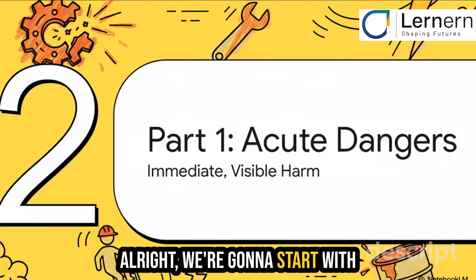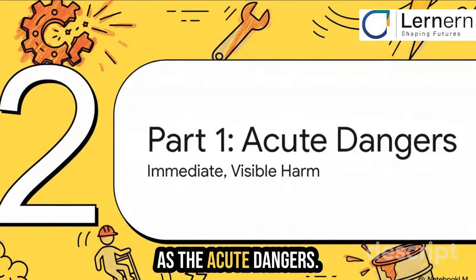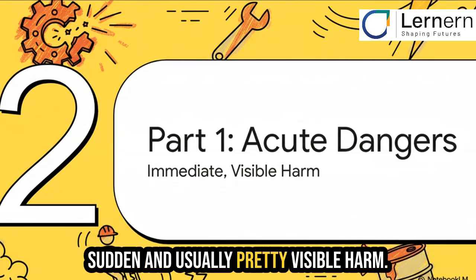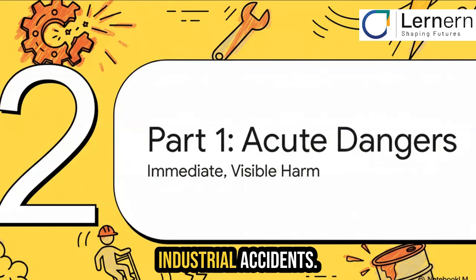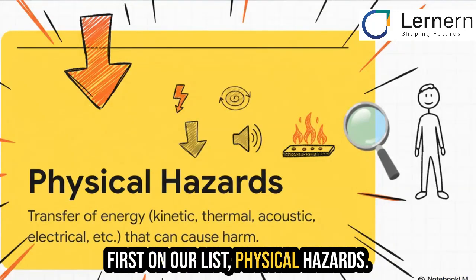All right, we're going to start with the first 3 categories. I want you to think of these as the acute dangers. These are the ones that cause immediate, sudden, and usually pretty visible harm. You know, the classic industrial accidents you might picture in your head. First on our list, physical hazards.